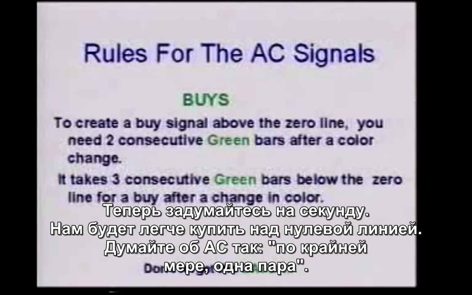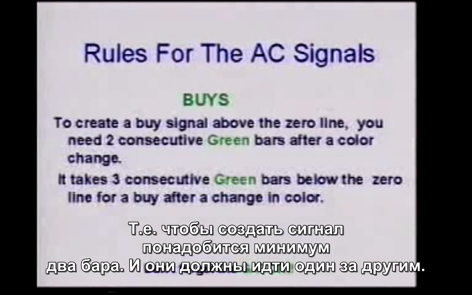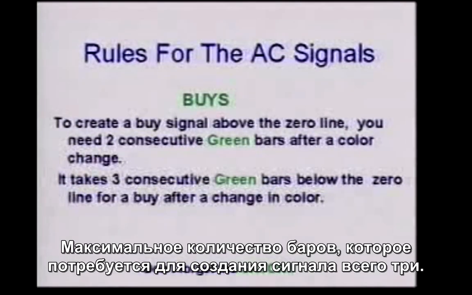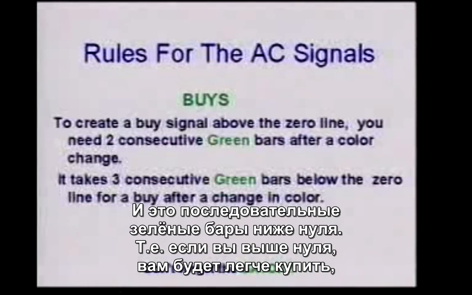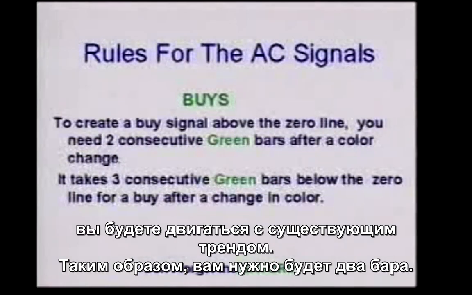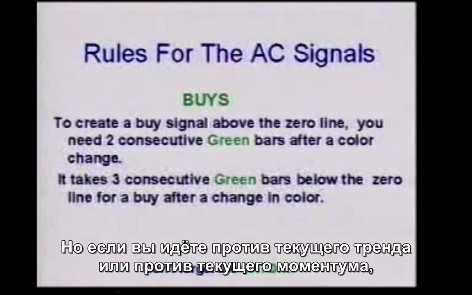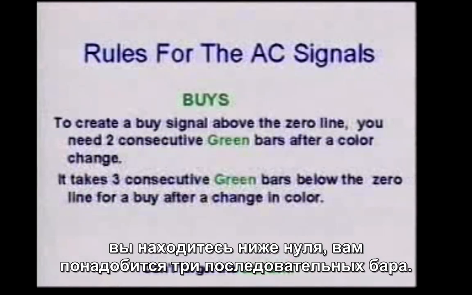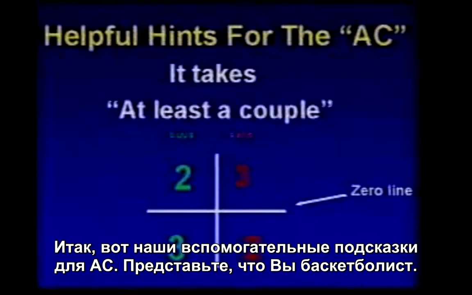Now think about it. If we're above the zero line, it's going to be easier to buy. So a lot of times for the AC, I'll think about at least a couple. It stands for at least a couple. So the least number of bars it can take to create a signal will be 2, and they must be consecutive. The maximum number of bars that it can take to create a signal will be 3, and that's consecutive green bars below zero. So if you're above zero, it's going to be easier to buy. You're going with the immediate trend, so it takes 2. If you're going against, or below zero, going against the immediate trend or the immediate momentum, it's going to take 3 consecutive green bars.